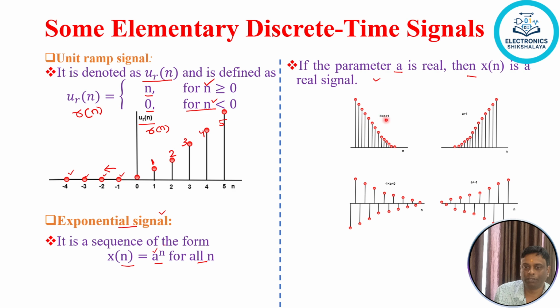You can see that for a between 0 and 1, the value keeps on decreasing. Similarly, for a greater than 1, it is increasing. Then for a between -1 and 0, this is the graphical representation of x(n). Similarly, when a is less than -1, this is the graphical representation of x(n).